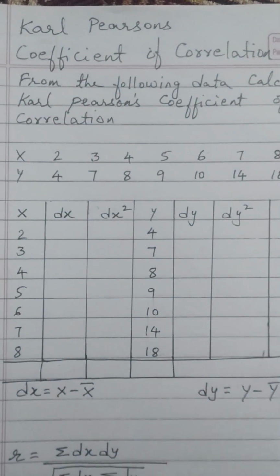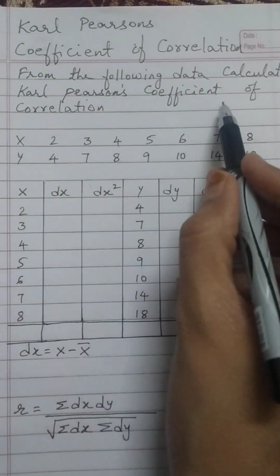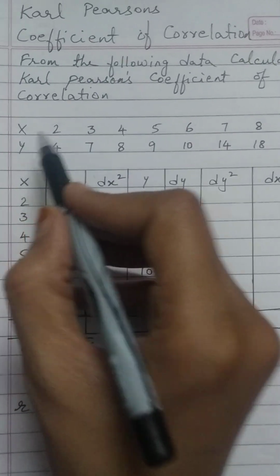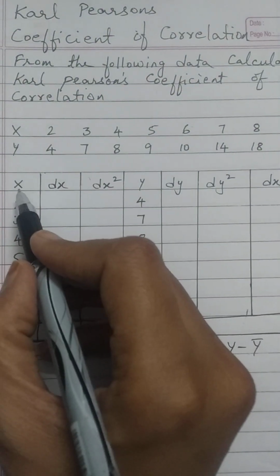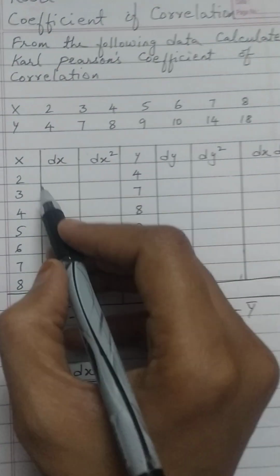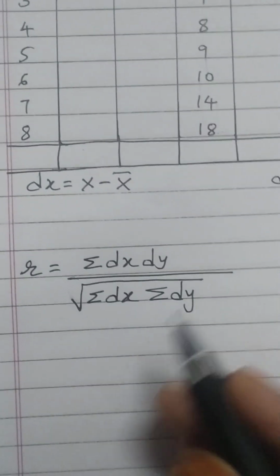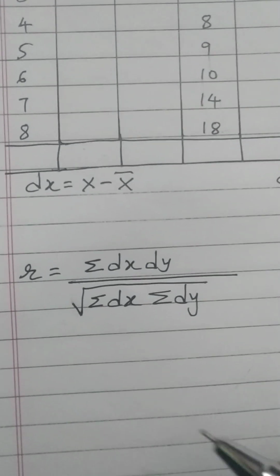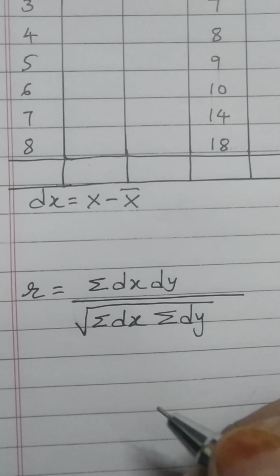From the following data, calculate Karl Pearson's coefficient of correlation. Here is the question, and these are x values and these are y values. I have written here the form of how to write. This is the formula for Karl Pearson's coefficient of correlation, and this is for actual mean. What is actual mean? I will tell you first.